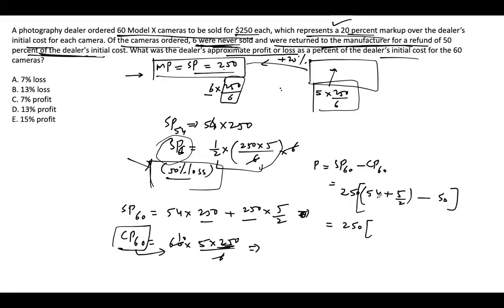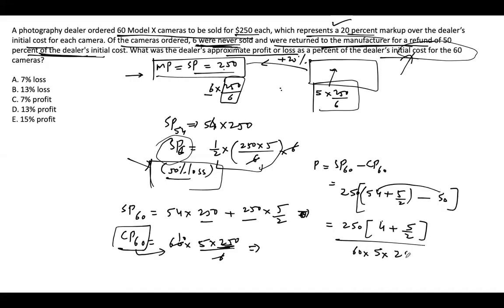This is 250. I'm just simplifying, okay? You could just take the values and solve. I'm trying out a way in order to simplify. 54 minus 50 is 4. 4 plus 5 by 2. So profit with respect to cost for the 60 cameras.